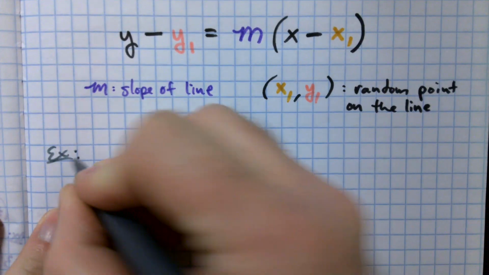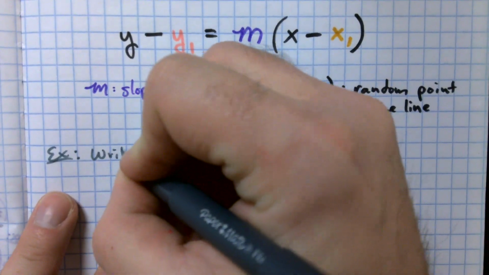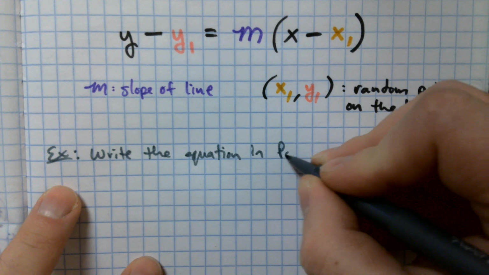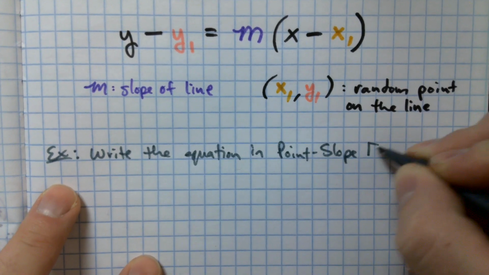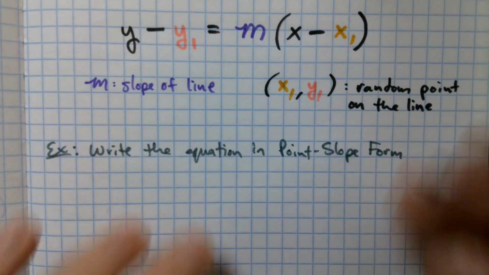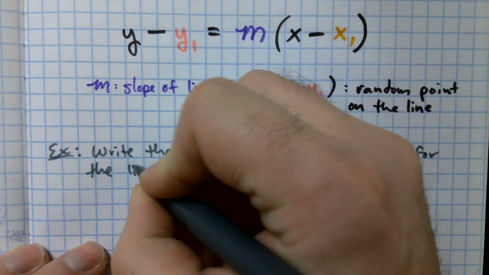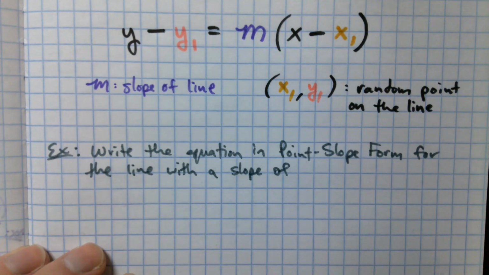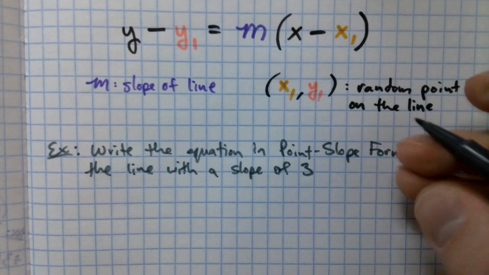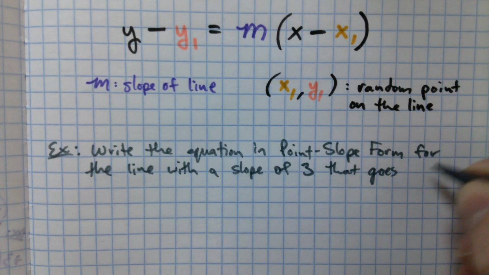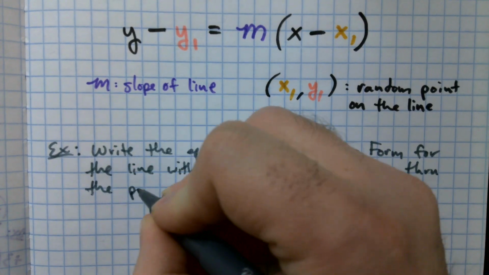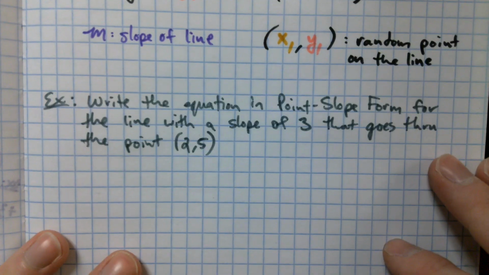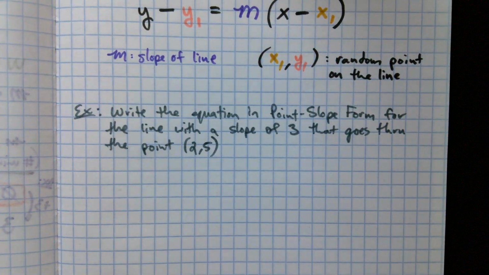Okay. If I am asked to write the equation in point-slope form for the line with a slope of three that goes through the point (2, 5). I'll obviously give you some time to get that copied down.